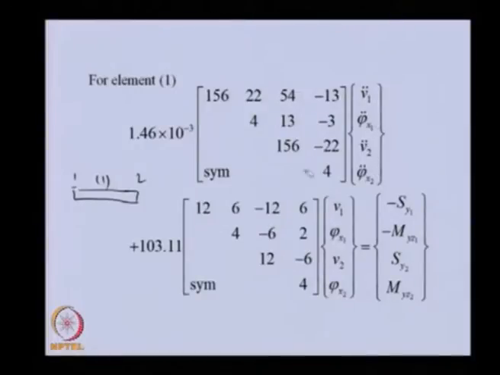This is the mass matrix, which we already calculated earlier. This is the stiffness matrix, and this is the reaction force and moment. We are not considering any external force, so that particular vector is 0 here. So, this is the elemental equation for element 1.